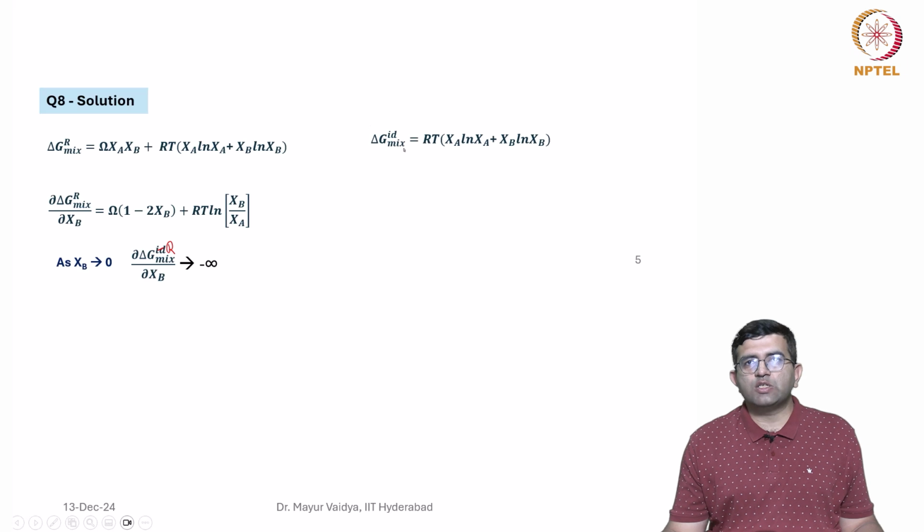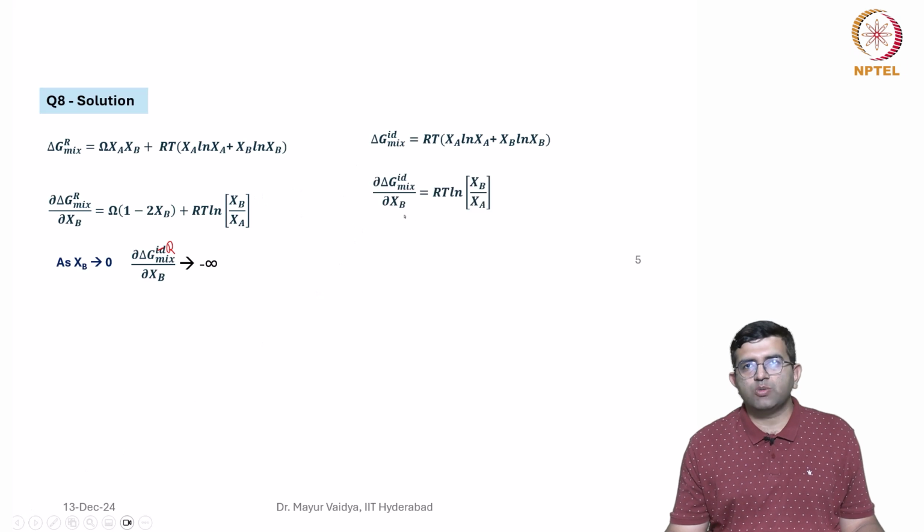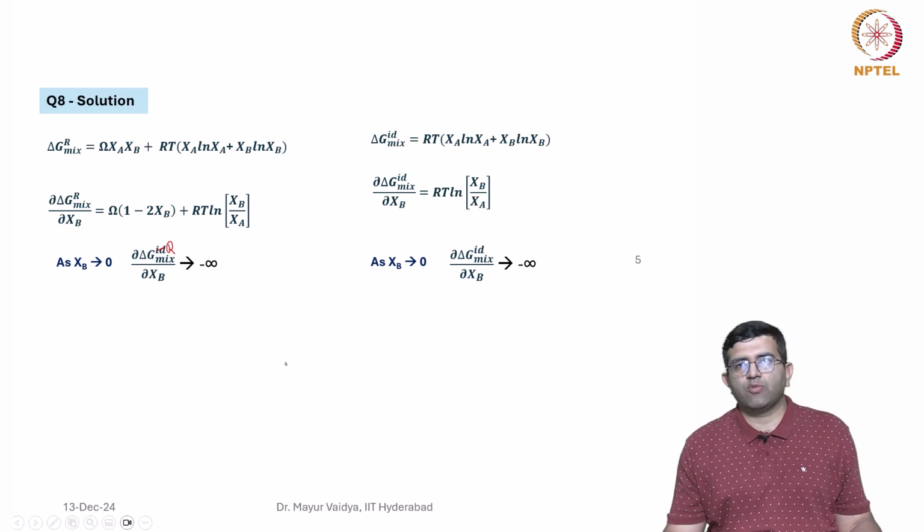Now, if it is an ideal solid solution, the term omega is 0 and you have only the term RT (XA ln XA plus XB ln XB). And therefore, the differentiation of this with respect to XB will give you RT ln(XB/XA). This again will go to minus infinity as XB tends to 0. So, as XB tends to 0, ∂ΔG mix ideal/∂XB will also tend to minus infinity. So, this answer does not change irrespective of the solid solution behavior.